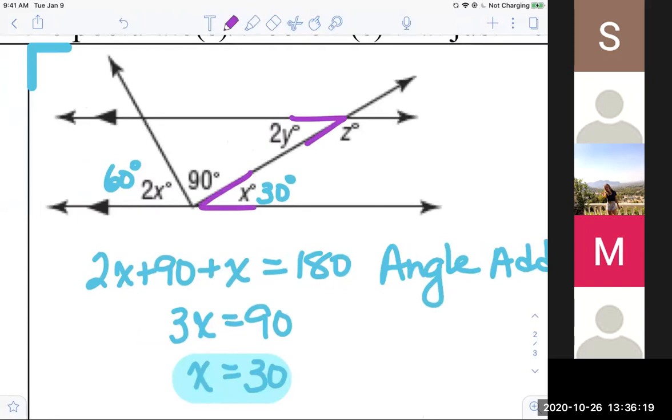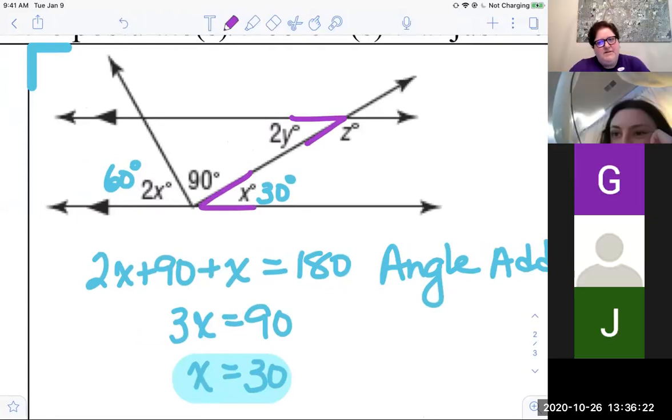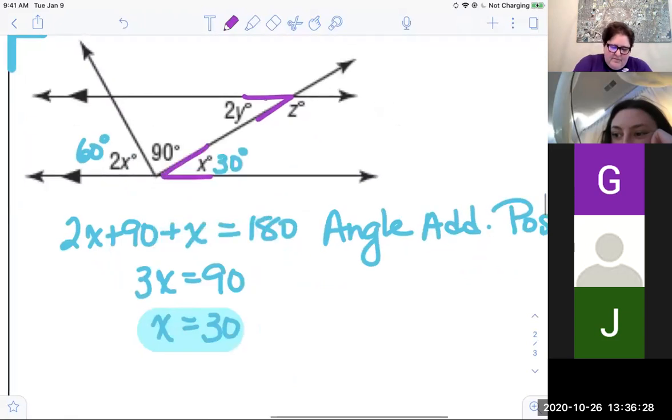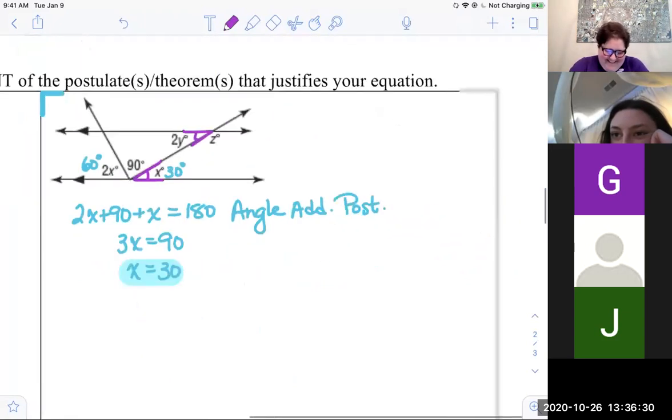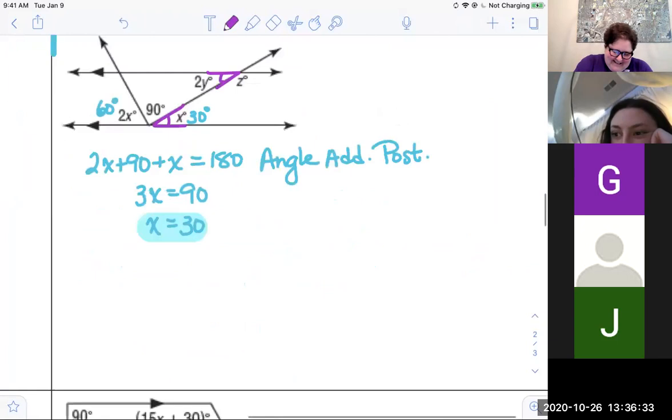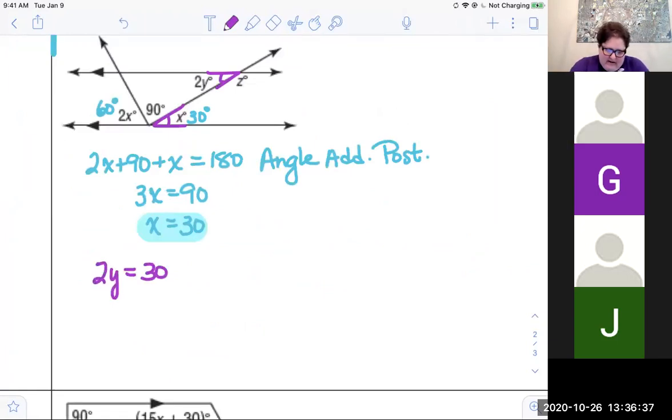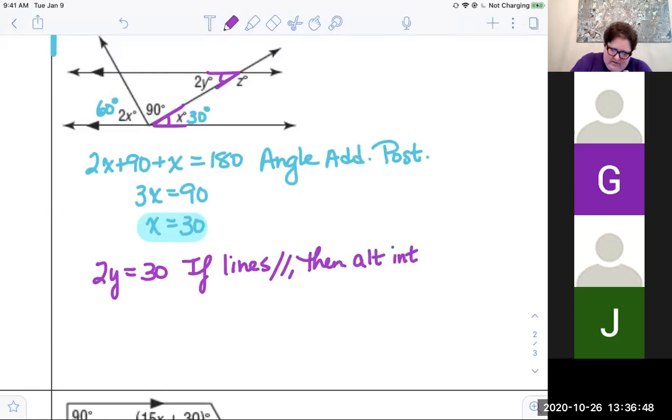Are they opposite interiors? They're alternate interior. Are they congruent or supplementary? Congruent. Or no, supplementary. No, they're congruent. So we can say 2y is going to equal 30 because that's what x was. All right. And that's using, if lines are parallel, then alternate interior angles are congruent. So that makes y equal to 15.